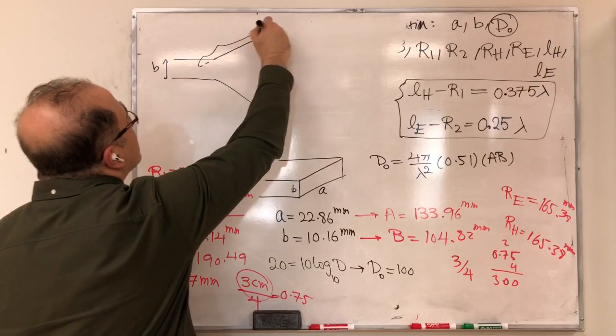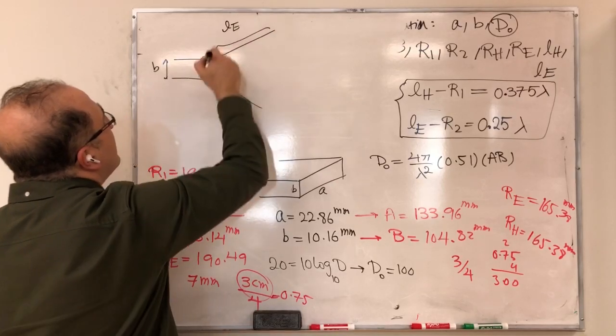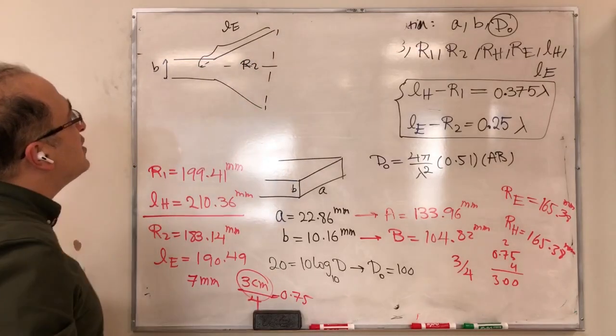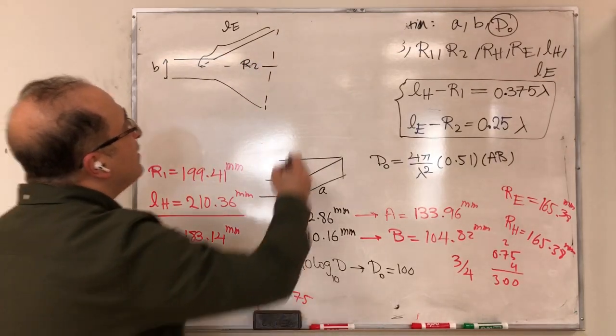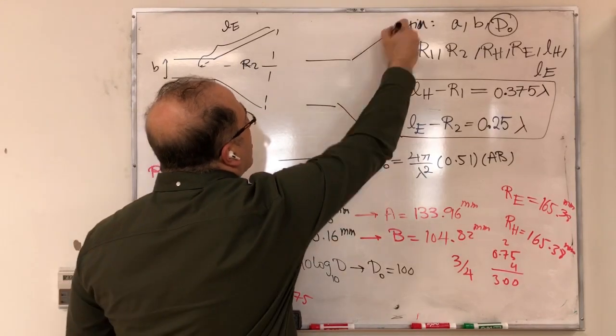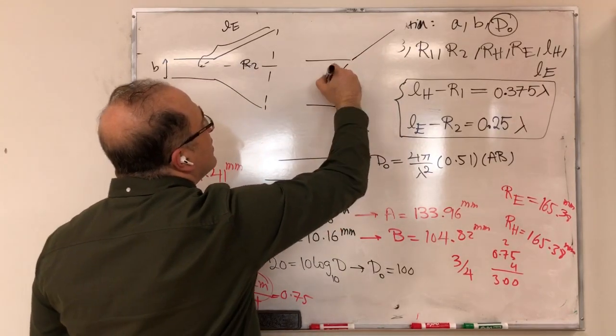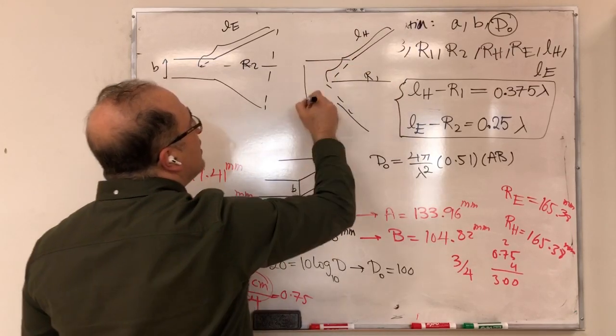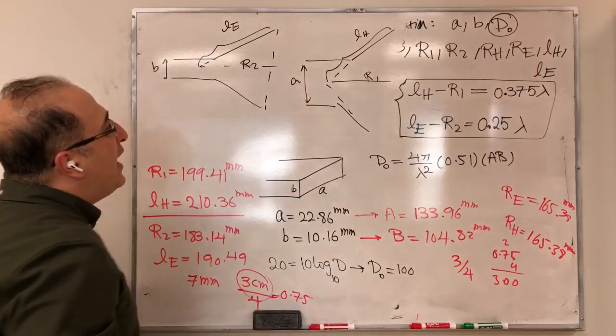and this is essentially our LE and this is essentially our R2. So this is our LE and R2, and then the other one is LH and R1, like that. So this is my LH, this is my R1, and this is my A here.